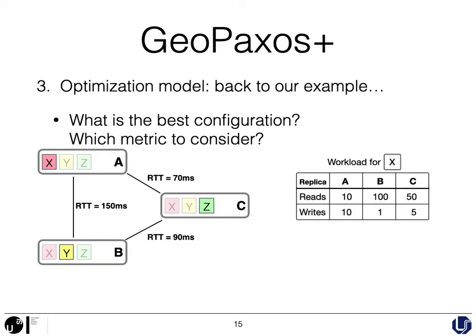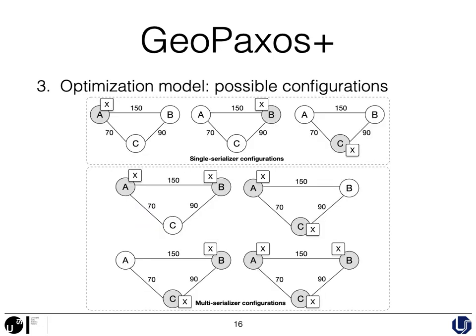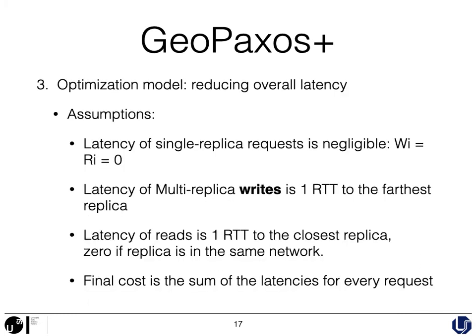In our case, we consider latency, and our optimization model considers all the possible configurations for placement of object X. So should X be ordered by server A, server B, server C, both A and B, A and C, B and C, or should it be ordered by every server in the system? Before you can answer this question, I'll present some assumptions about our model.